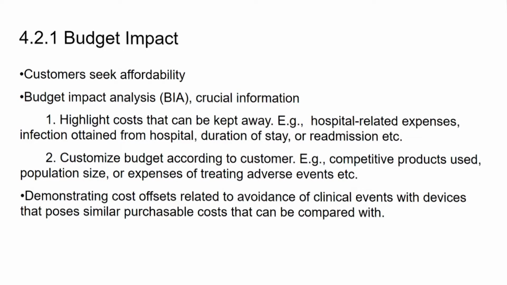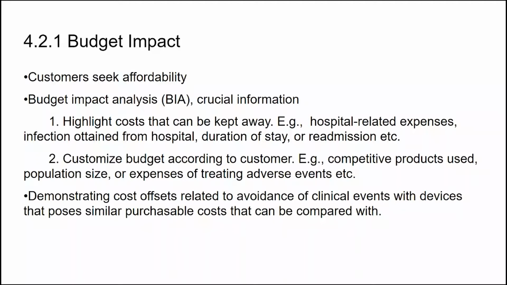Example of highlight costs to avoid are hospital-related expenses, infection attained from hospital, duration of stay or readmission of patients, etc. Example of customization of budgets are a competitive product used, population size, or expenses of treating adverse events. Demonstrating cost offsets related to avoidance of clinical events with devices that have comparable acquisition cost is recommended.